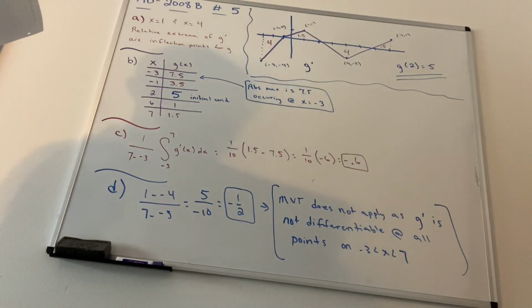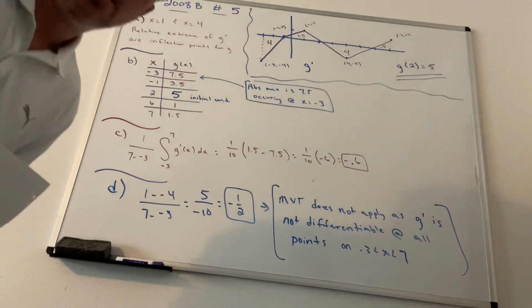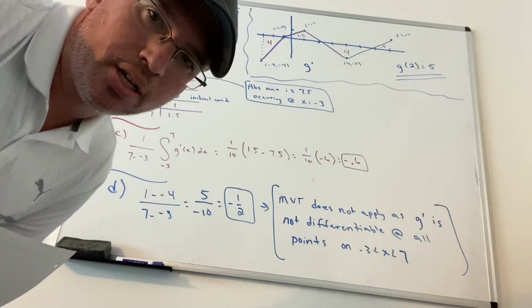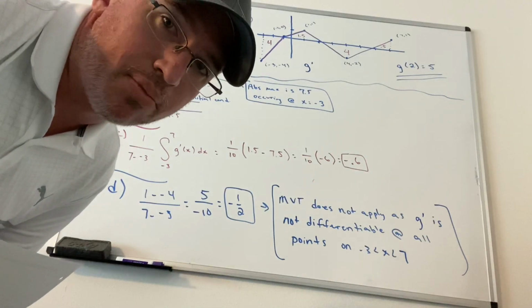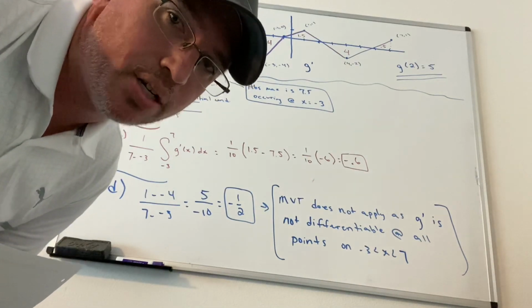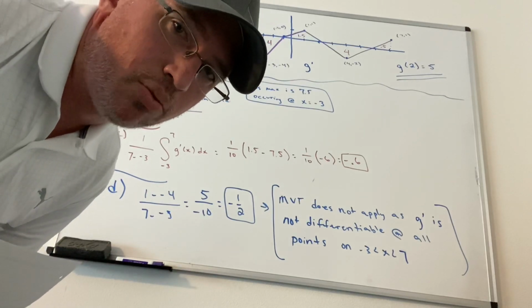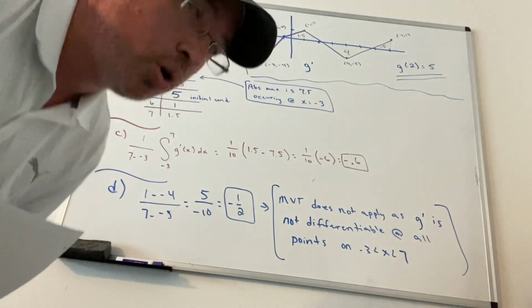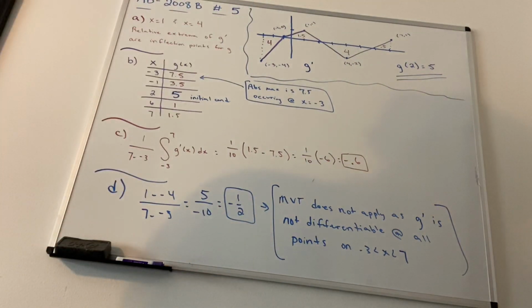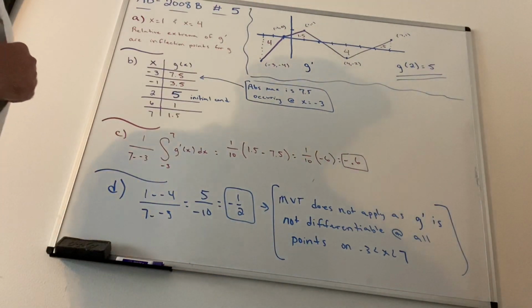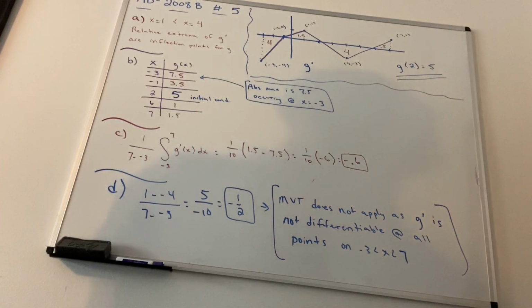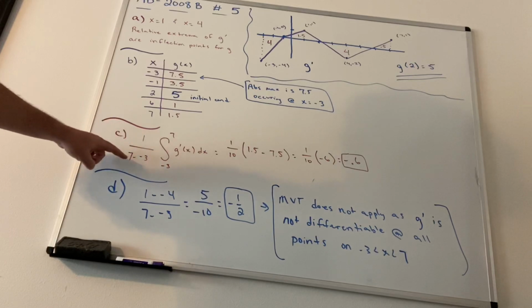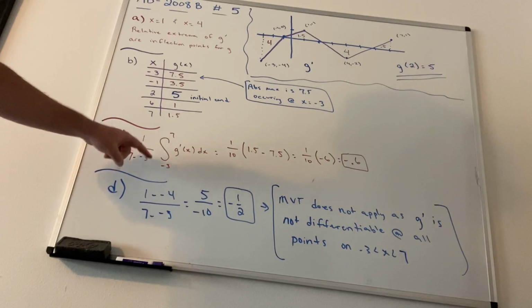Part C, find the average rate of change of G on the interval from -3 to 7. Okay, so the average rate of change of G is whatever the average of G prime is, right? Isn't G prime the rate of change of G? So I want the average value of G prime. Well, I'm looking at the graph of G prime. And so if I want the average value of what I'm looking at, of the level that I'm at, it's 1 over B minus A. So 1 over 7 minus -3, integrate from -3 to 7.